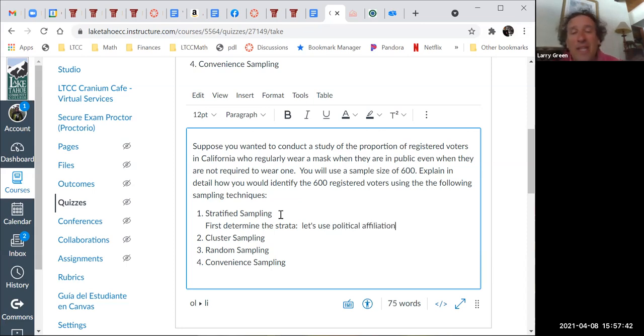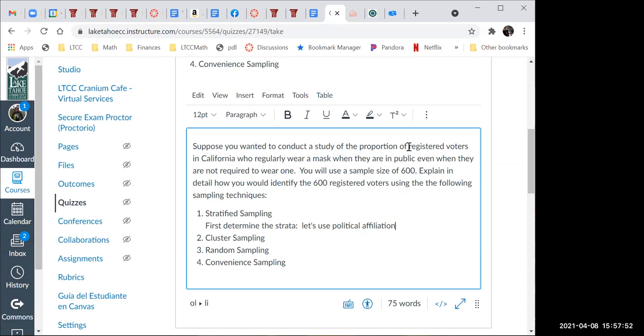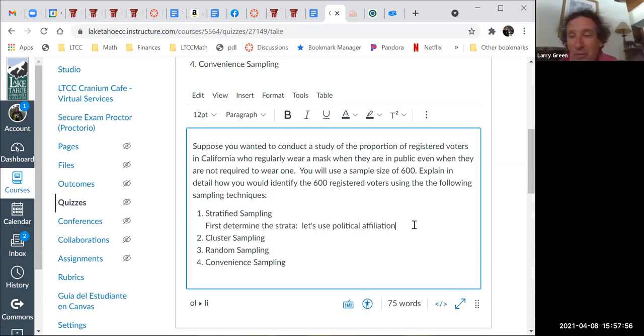And one also really nice thing about political affiliation, if you read the question, what's our population? Registered voters. And that means, I'm not sure if you realize it, but when you go to the county clerk's office, they will tell you what the person's registered as. I don't know if you realize, but that's actually not private information. You can get a list of all the registered voters.